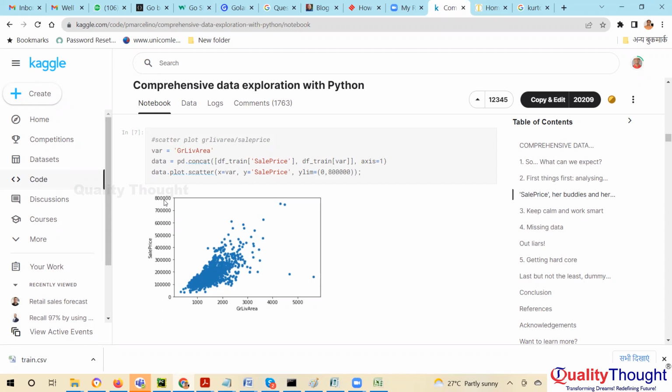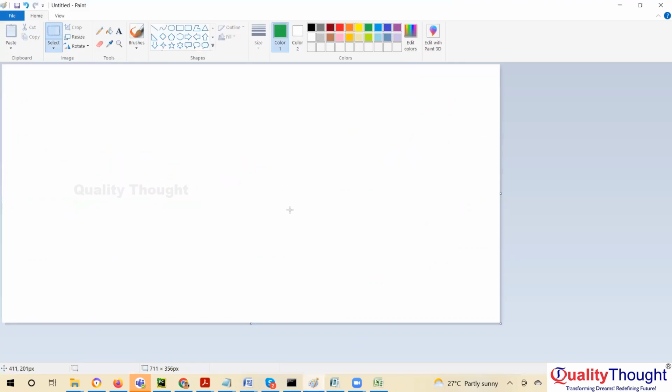Now each point represents a value on both columns. If you take this particular row, it has a sale price of 6 lakhs and a GR live area of 2,800 something. So you plot all the data here on the scatter plot. So a scatter plot is your XY axis, XY plot.